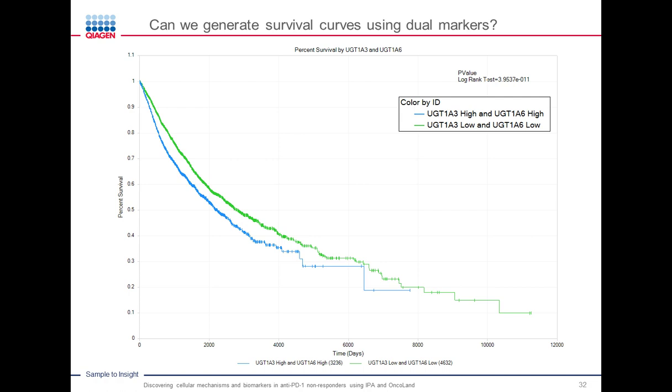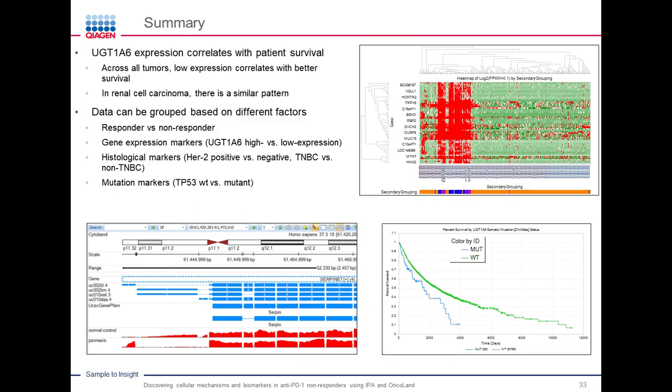And the cool thing is, you don't have to stick with one marker. You can actually check this for dual or more number of markers as well. So over here, now we have two lines. The first line, the blue line, is for samples that have high expression of both UGT1A3 and UGT1A6. The second line, the green line, is for samples that have low expression of UGT1A3 and A6. And you can see when you have high expression of both of these markers, A3 and A6, there is relatively poor survival compared to when you have low expression for both of these markers. And again, I want to clarify, this is across all the tumors. And if you look at the p-value, it is significant.